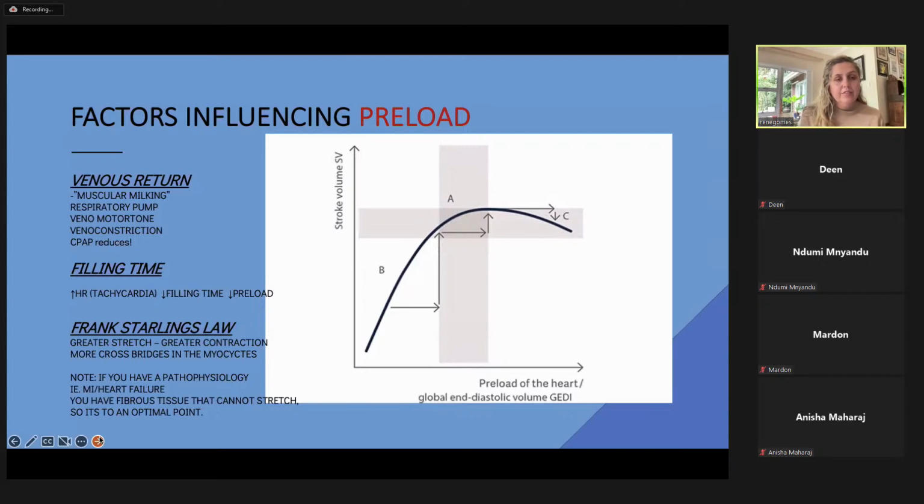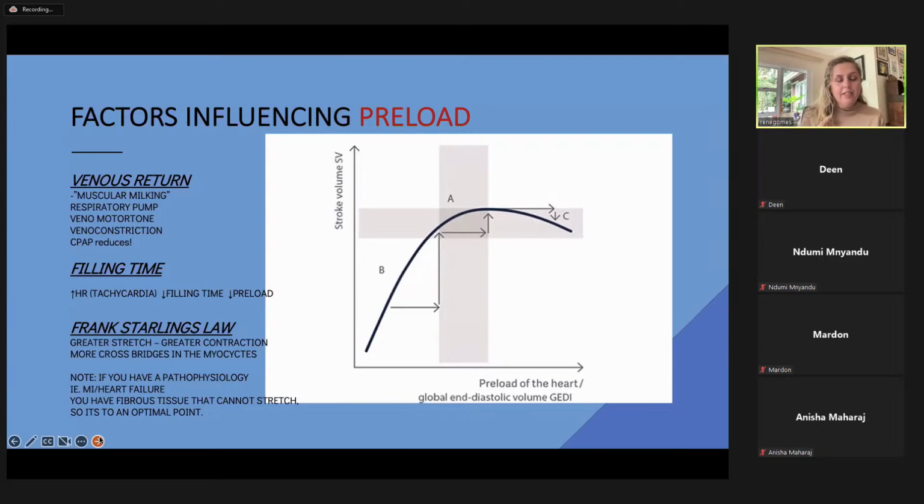Okay, and then a very interesting one is filling time, and I did make a TikTok about this if you want to check it out. If your patient becomes tachycardic, or say any fast rates, even AF, so say the heart rate goes up, we will obviously have less time for the preload to come into the ventricle before the next beat.